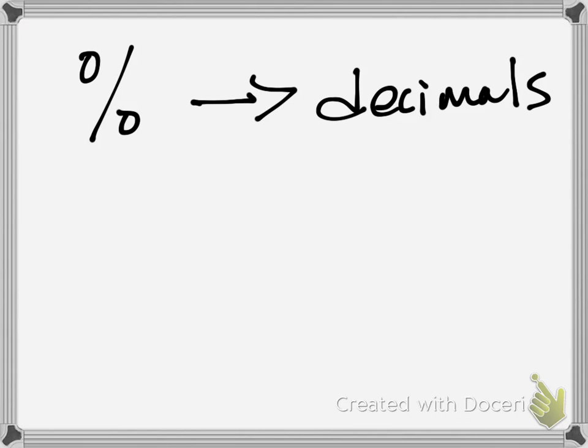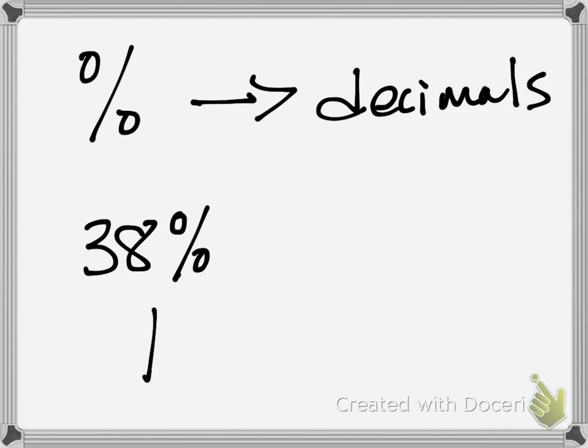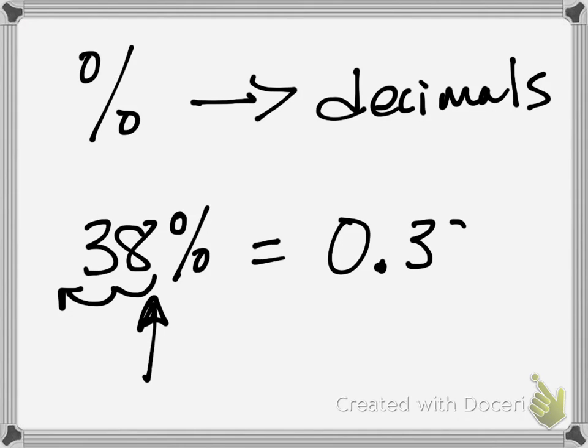Now you might recall from other videos that's not too hard to do. If I have something like 38%, we know that there is a little hidden decimal point here, and we're going to move that 2 spots to the left. And when we move that 2 spots to the left, we've turned 38% into a decimal, and that decimal is 38 hundredths.